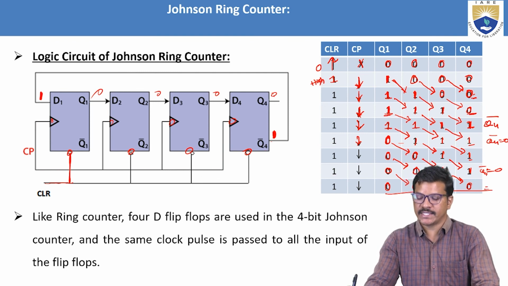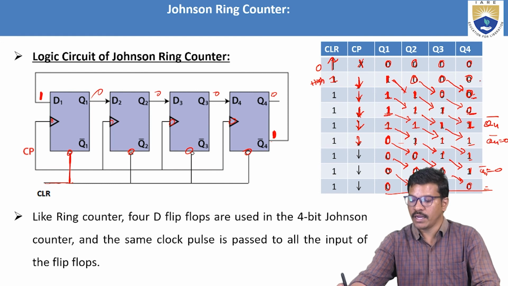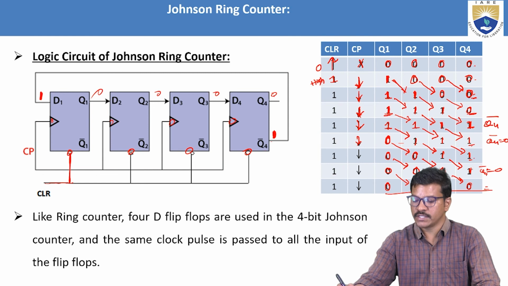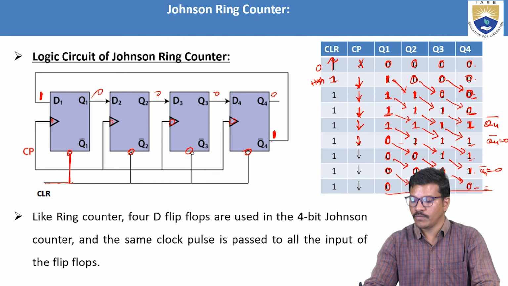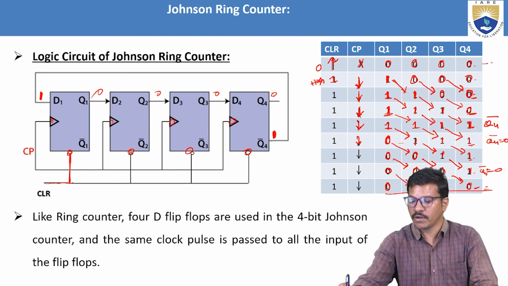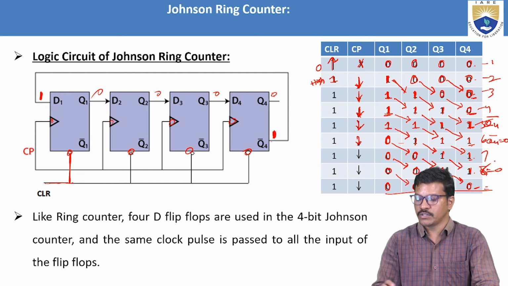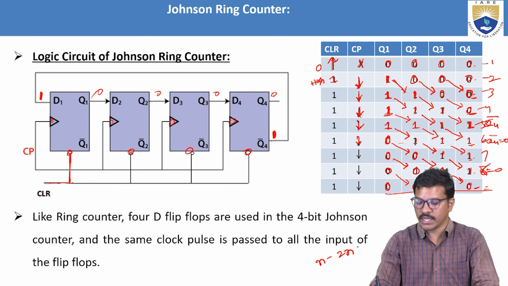After how many states? If we count for a 4-bit Johnson counter, we count 8 states: initially 0, 1, 2, 3, 4, 5, 6, 7, so 0 to 7 we will get. Again in the 8th state we get the initial values. Counting from this place, 1, 2, 3, 4, 5, 6, 7, 8. So for an n-bit counter, you will get 2n states.